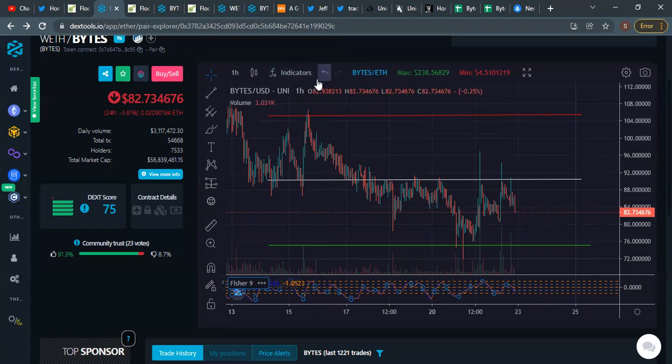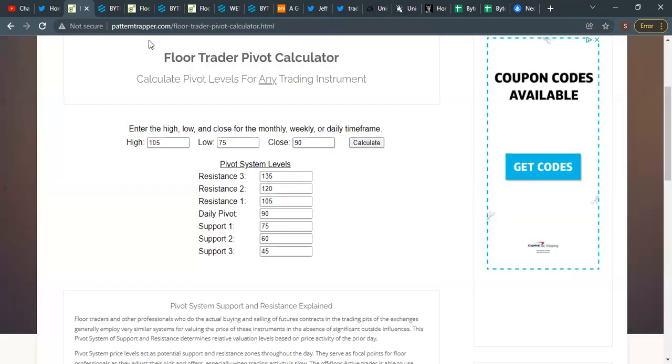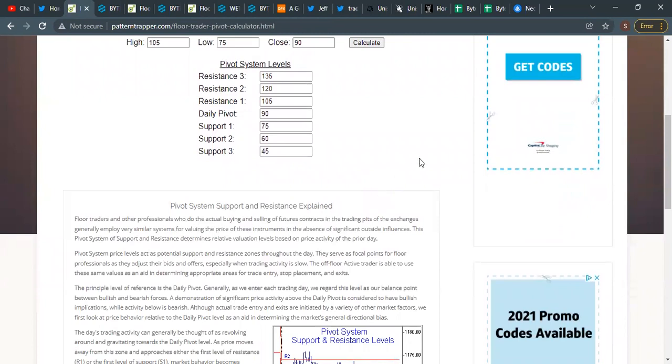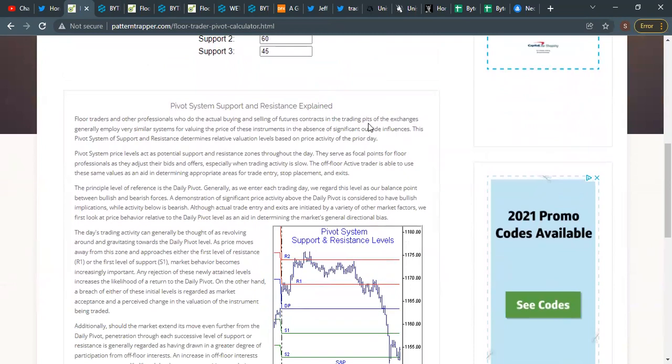So let's go a little bit deeper into what pivot points are and how you can use them. If you go to this site here, patterntrapper.com, they have the floor trader pivot calculator. You can see that it's mostly used by traders, and especially short term, it's very helpful. You can use the previous day's activity to decide what support and resistance will be. If you guys want to go through here and check it out, I think it's pretty useful.